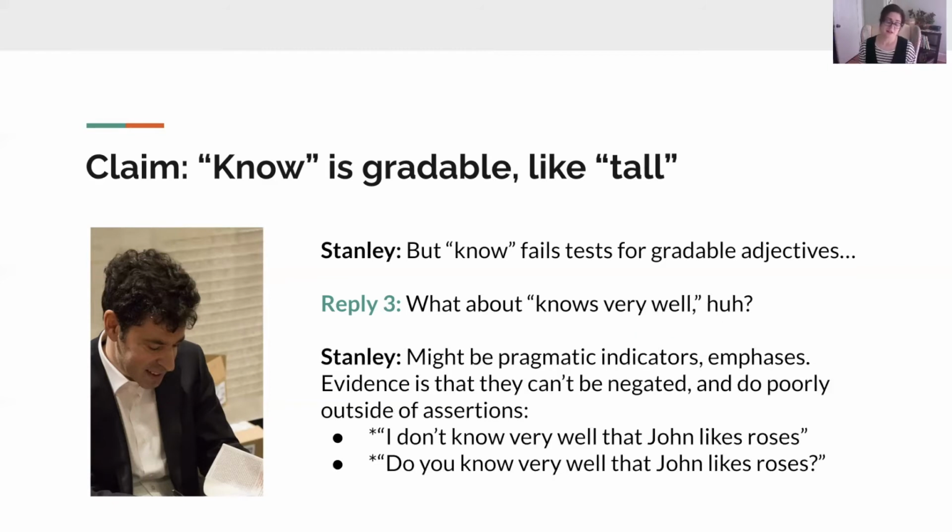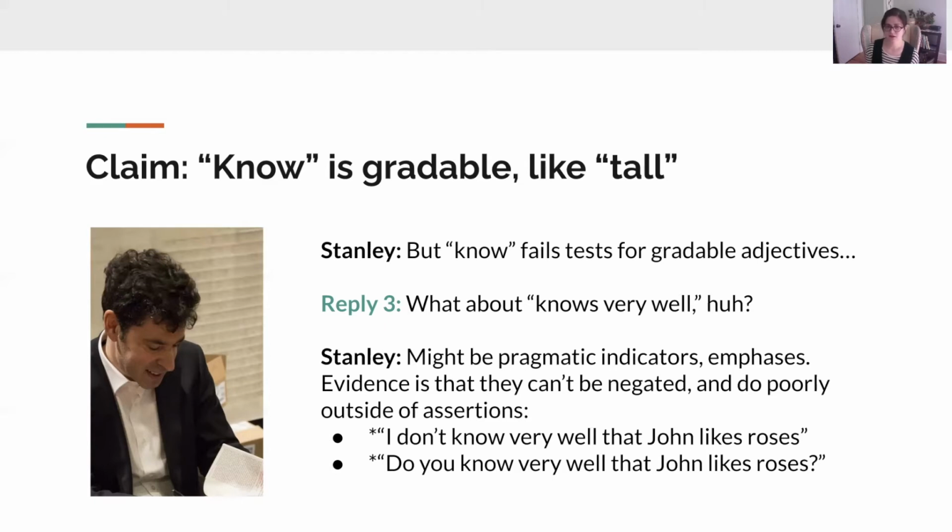Here's a third reply that the contextualist tries. What about the expression knows very well? That seems graded because there's an emphatic word there, knows very well. Stanley thinks that that might be more of a pragmatic indicator than a gradation. What he says by way of explanation of this is that knows very well seems to be kind of like underlining knows, like he knows, you know, like he knows very well, like knows deeply or something like that. The evidence is that they can't be negated, though, unlike other kinds of pragmatic indicators. And also, Stanley says, they do poorly outside of assertions, which pragmatic indicators don't have trouble with.